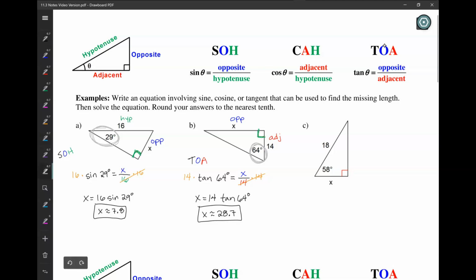So next problem, here's the angle I'm focusing on. Here's the right angle. Across from the right angle is the hypotenuse, so 18 is the hypotenuse. And the x is right next to that angle, so the x must be adjacent. Adjacent and hypotenuse: CAH, cosine equals adjacent over hypotenuse. This is a CAH problem.